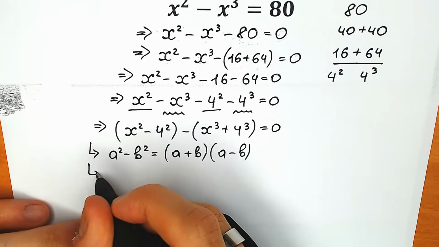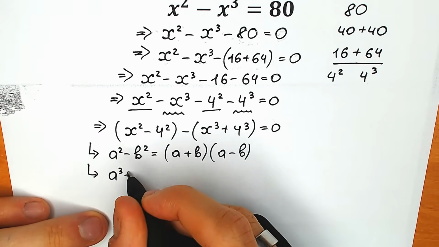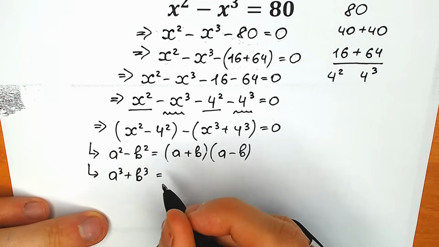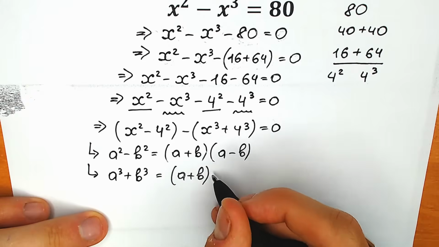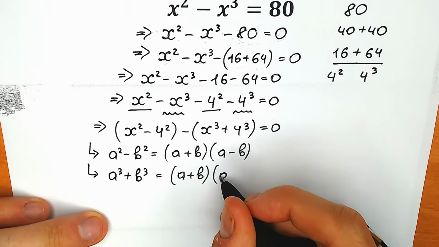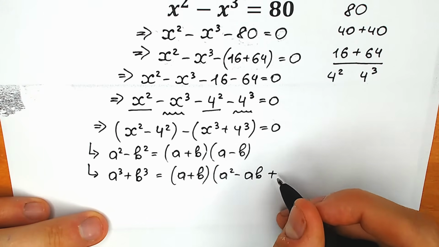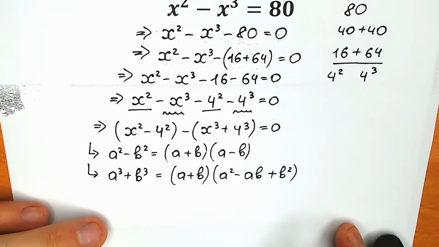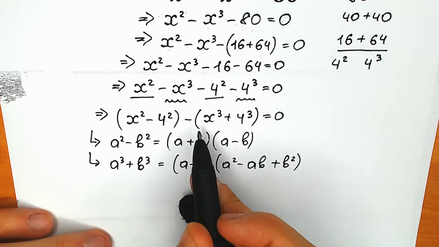Second formula, we have a sum of 2 cubes. So we have a cube plus b cube. According to this formula, we have the same beginning, so a plus b, and in the second parenthesis, we have a square minus ab, and plus b square. Okay, really great. And right now, let's apply these formulas. Difference of squares right here, sum of 2 cubes right here.